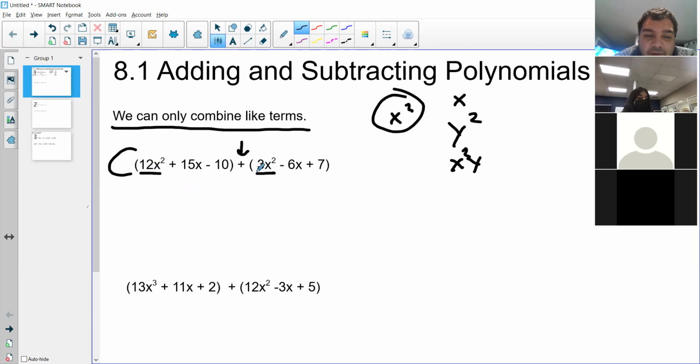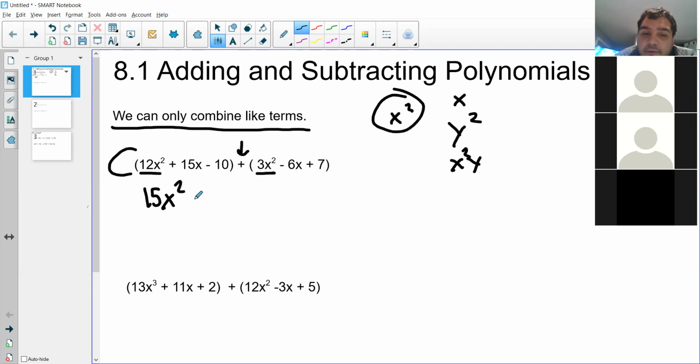Either way, 12x squared plus 3x squared, add that, combine the normal numbers. So it's going to be 15x squared. Don't change the variable. Don't change the exponent. You're just changing the coefficients in front. So 12 plus 3 equals 15. You're just adding it. 12 and 3 could be different numbers. What matters is the variable and exponent. The exponent does not change. That tells you they're the same.